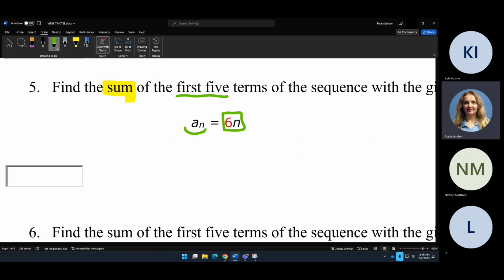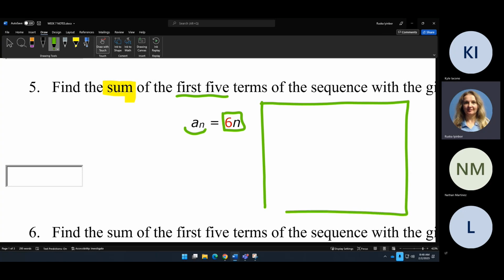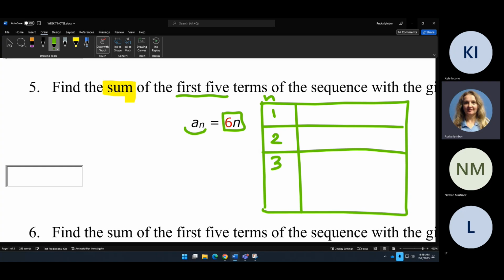So here usually I'm making a little table. Now we have the first 5, so n is going to change from 1 to 5. So I'm going to make a little table. 6n is the formula. So here in the first column, I'm going to put n is equal to 1, 2, 3, 4, and 5. The first 5 means from 1 to 5, yes?